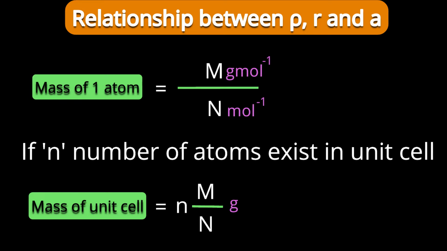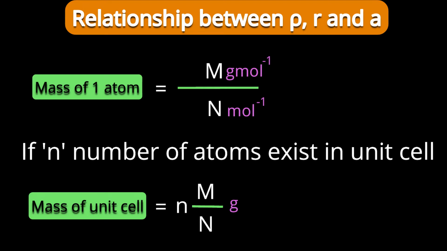How to find mass of one atom? Its atomic weight or atomic mass divided by Avogadro's number. That atomic mass in terms of gram per mole, and Avogadro's number unit is per mole. What is the value of Avogadro's number? 6.022 into 10 raised to 23 per mole.